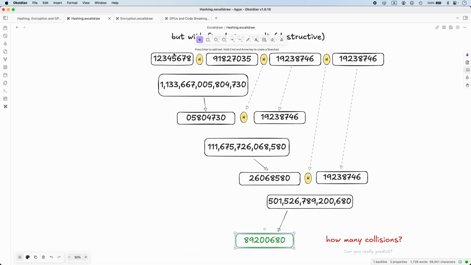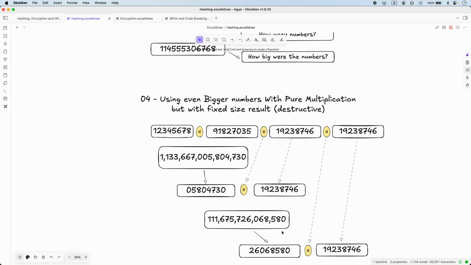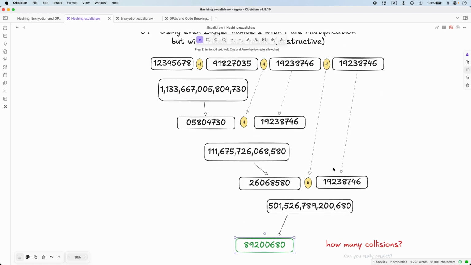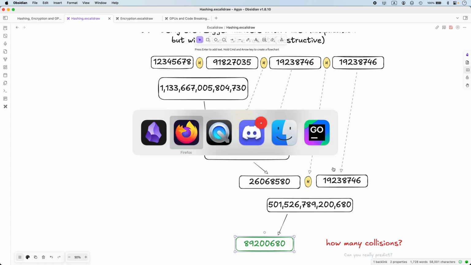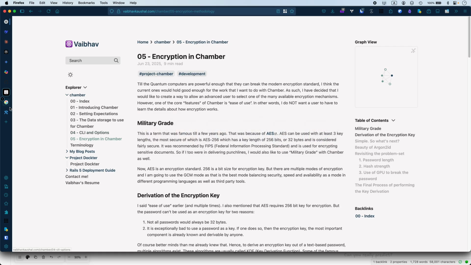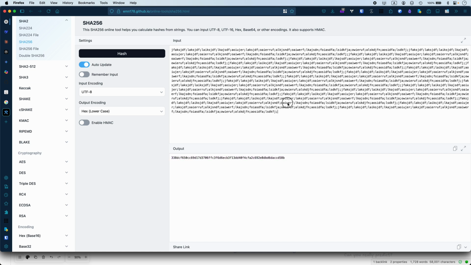This is a complex one, right? You can't easily guess four 8-digit numbers which, when multiplied in this fashion, will give you this, right? And this is more or less what happens today. Not exactly, but the underlying thought process is the same. And that is how you get to your modern hashing mechanism.